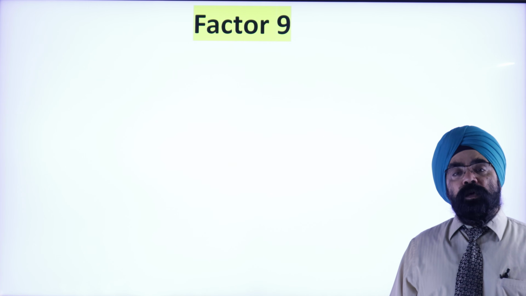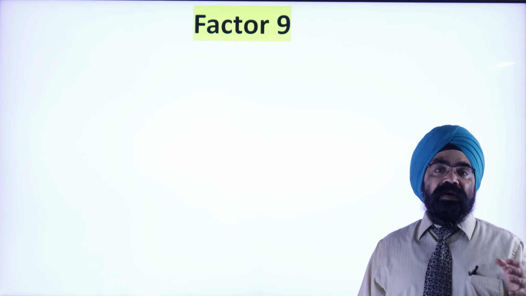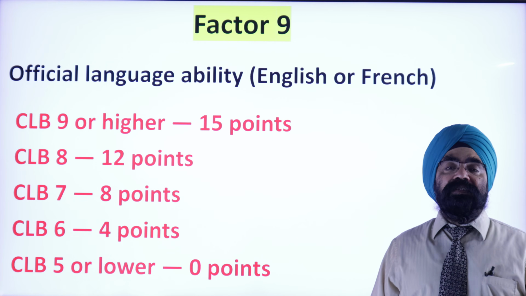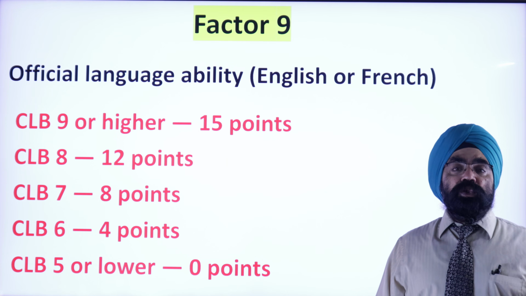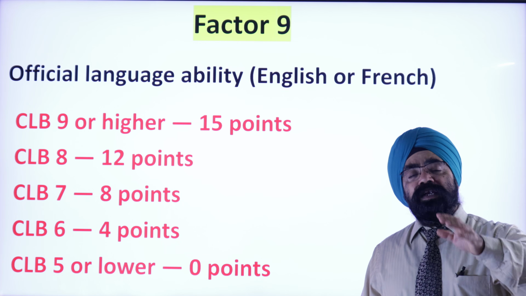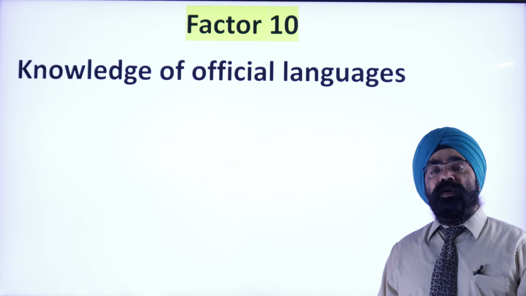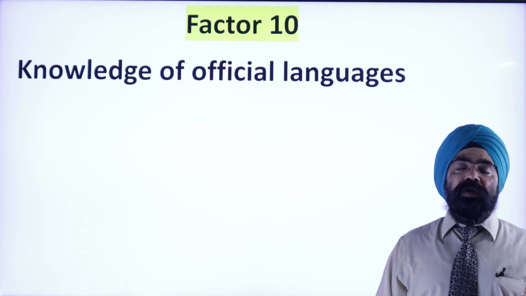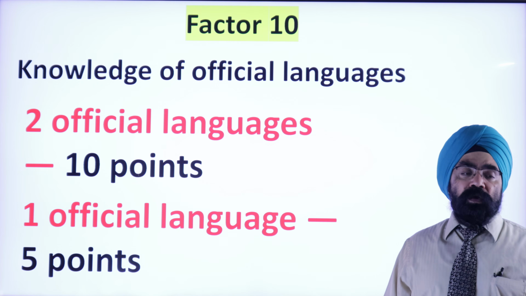Factor 9 is language ability, how much you score in English or French. So here if you get CLB 9, that is 8777 in IELTS or 9999 in CELPIP, you get 15 points. So these points are in your hand. Try to score maximum, English or French. Factor 10, if you know both English and French, you can get 10 points. Only English, you can get 5 points. So bilinguals will have a lot of benefit.